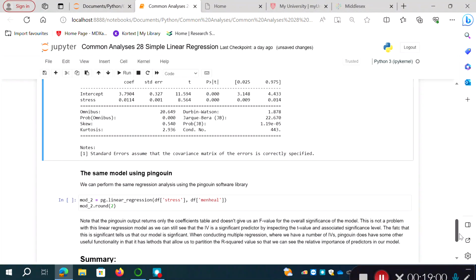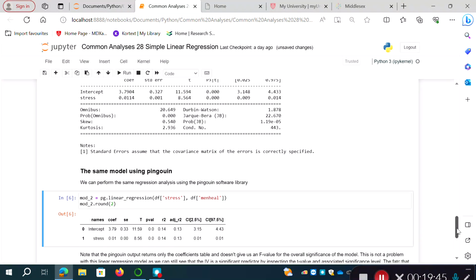I said I'd demonstrate the same thing using Pingouin as well. So we can perform the same regression using the Pingouin software library. I'm going to create a new object called mod_2, model2, and that's equal to pg.linear_regression. In parentheses, I pass 2 objects to it: our IV and our DV, the X and the Y variable. Then I ask for the model 2 output, and .round(2) just rounds to 2 decimal places so the table looks neater.